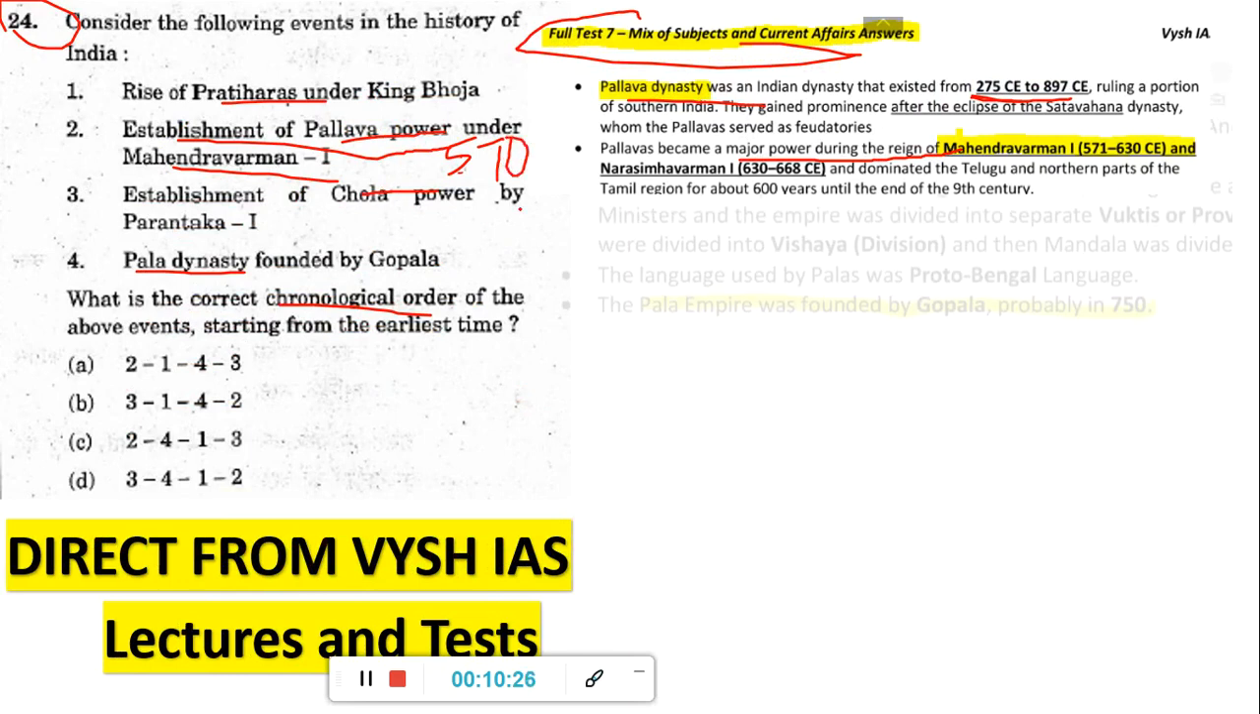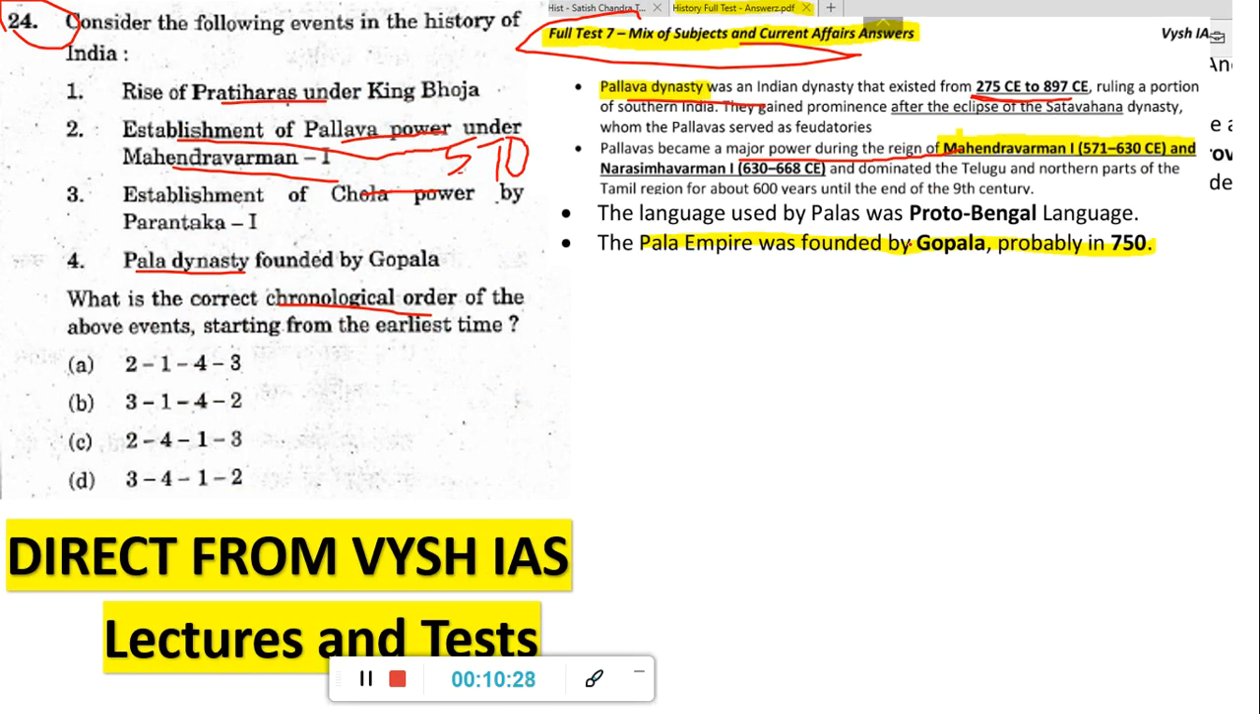Now the next one. If you see, the Pala Empire was founded by Gopala in 750 AD. So that is 570 and this is 750. Okay, 2 and 4 we got, meaning 4 should come after 2. So this goes away, and this also goes away. This is the only place where 4 is coming after 2: 2143 or 2413.